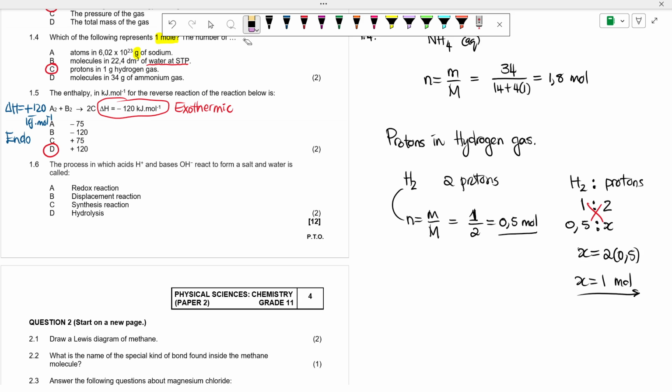1.6. The process in which acids (H plus) and bases (OH minus) react to form salt and water is called what? Is it redox? Is it displacement, synthesis, or hydrolysis? Redox. Okay. Snenhlahla, what do you think?